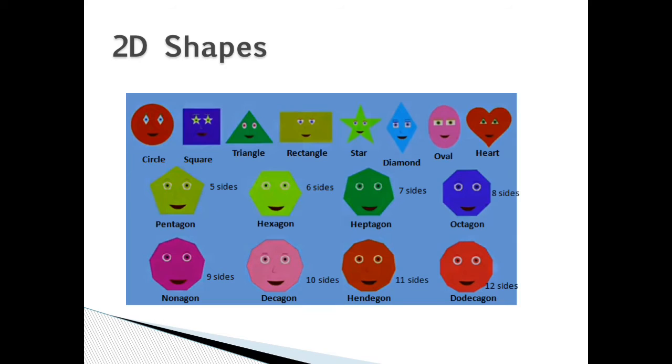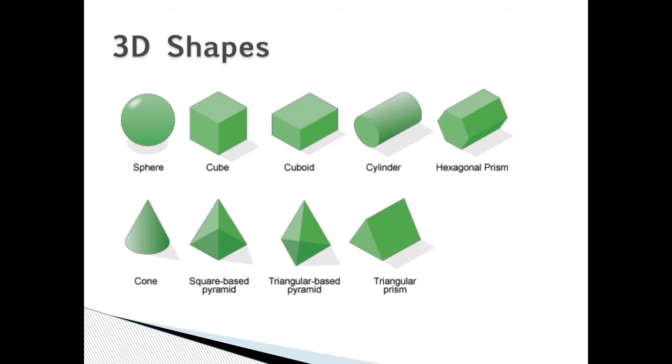Here are some more examples of some 2D shapes. A circle, square, triangle, rectangle, star, diamond, oval, heart, pentagon with 5 sides, a hexagon with 6 sides, a heptagon with 7 sides, octagon, 8 sides, nonagon, 9 sides, decagon, 10 sides, hendecagon, 11 sides, and dodecagon with 12 sides. Here are some more examples of some 3D shapes. Sphere, cube, cuboid, cylinder, hexagonal prism, cone, square-based pyramid, triangular-based pyramid, and triangular prism.